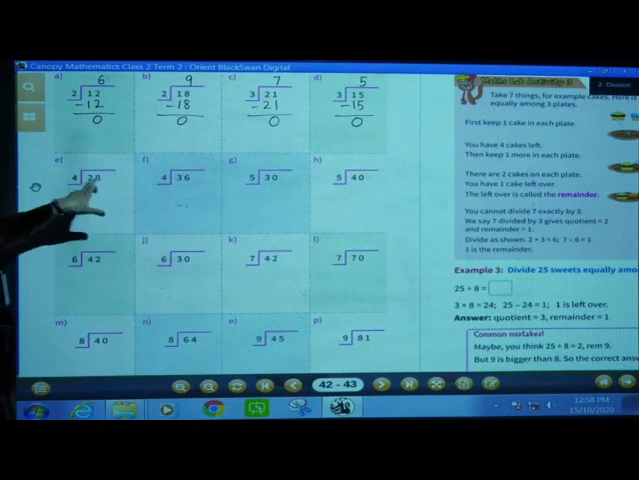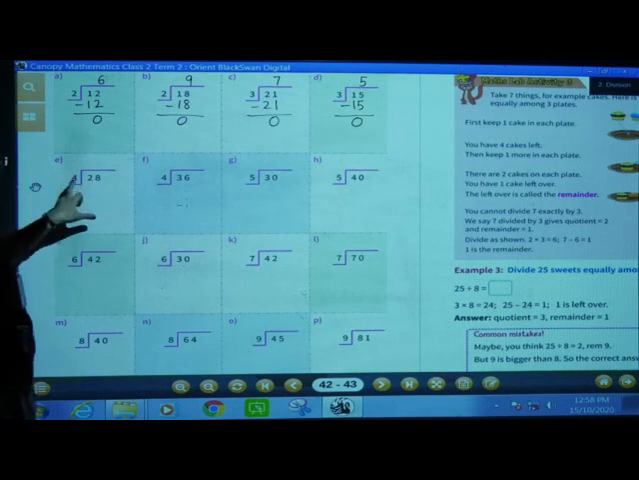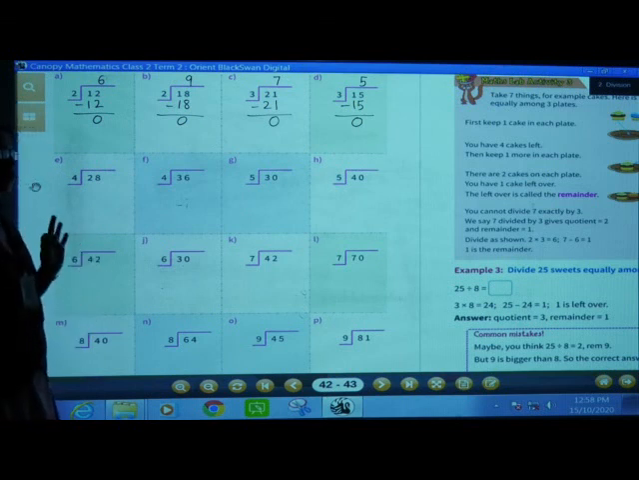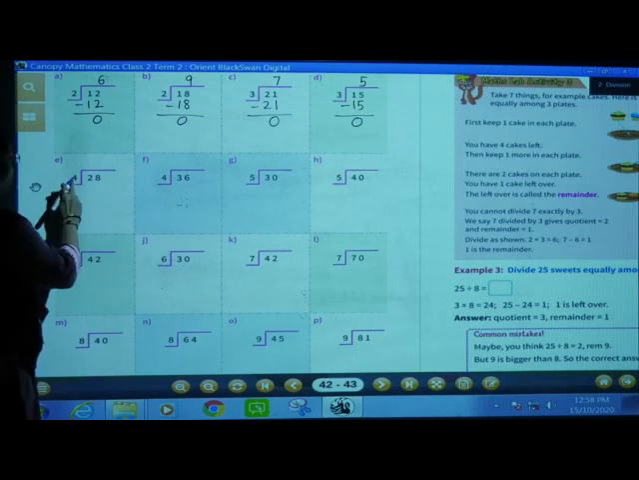Next, 28 divided by 4. We have to say table of 4 till we reach 28. 4 ones are 4, 4 twos are 8, 4 threes are 12, 4 fours are 16, 4 fives are 20, 4 sixes are 24, 4 sevens are 28.